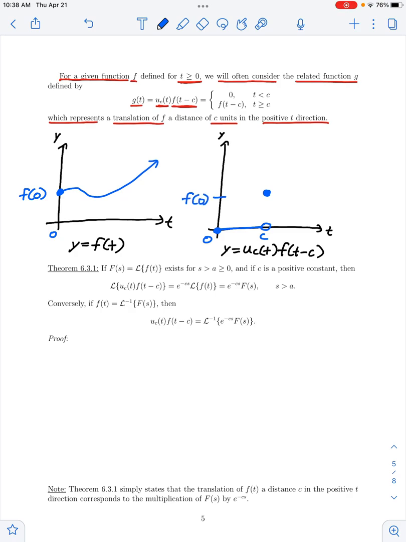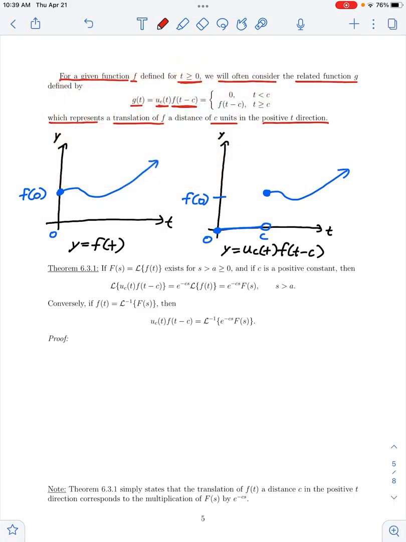and then f of t minus c, well, we would have the same graph that we had for f of t, just shifted c units to the right. So this product of my unit step function times f of t minus c corresponds to translating the function f c units in the positive t direction. Or we can think about this product as sort of turning on the function f of t at the time c. So for this type of function, we will be interested in the Laplace transform.